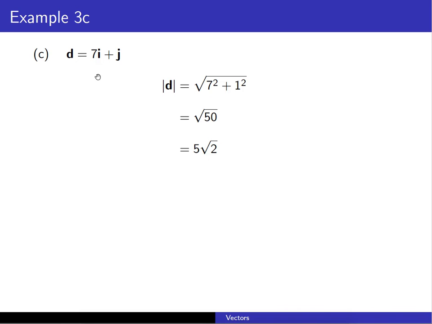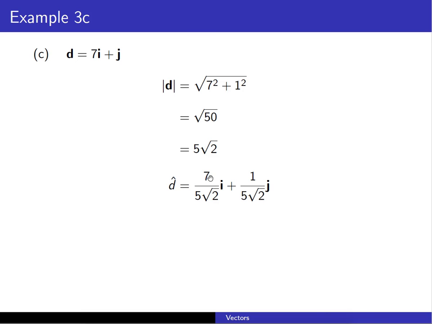So we're going to take each of the components, the horizontal component of 7 and the vertical component of 1, and divide them by 5 times the square root of 2 to get unit vector d. Now, we don't like to have square roots or any kind of radicals in the denominators, so we're going to have to rationalize these denominators, which is just multiplying the numerator and denominator by, in this case, the square root of 2. That'll get rid of the square root of 2 in the denominator.